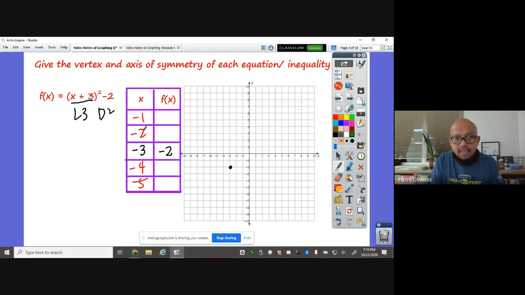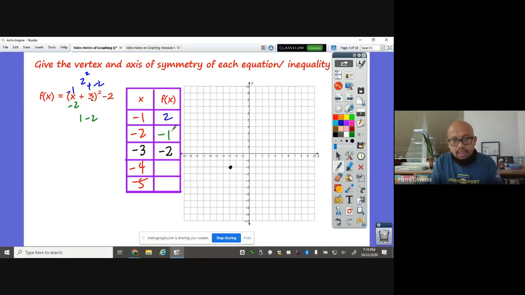We're gonna plug in these x values to our function. So this will be now negative 2. Negative 2 plus 3 is 1. 1 squared is 1. Minus 2 is going to be negative 1. If we plug in negative 1 here, negative 1 plus 3 is going to be 2. 2 squared is 4. 4 minus 2 is going to be 2.